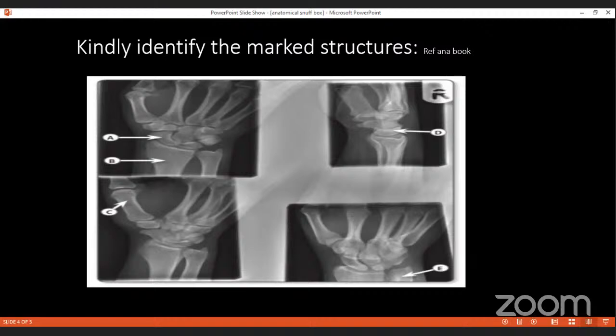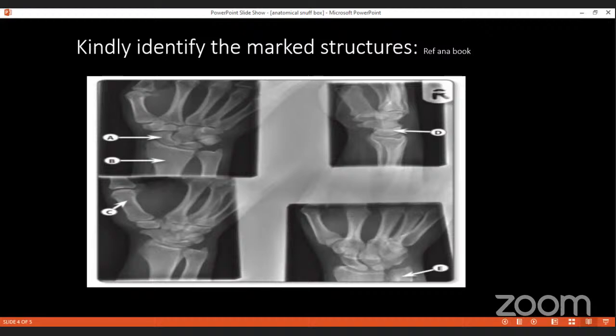Can you identify the structures labeled from A to E in this upper left diagram? A, this is the scaphoid bone. B, this is the radius, the distal end of the radius. C, this is the first metacarpal bone. D, the ulna. E, this is the head of the ulna.